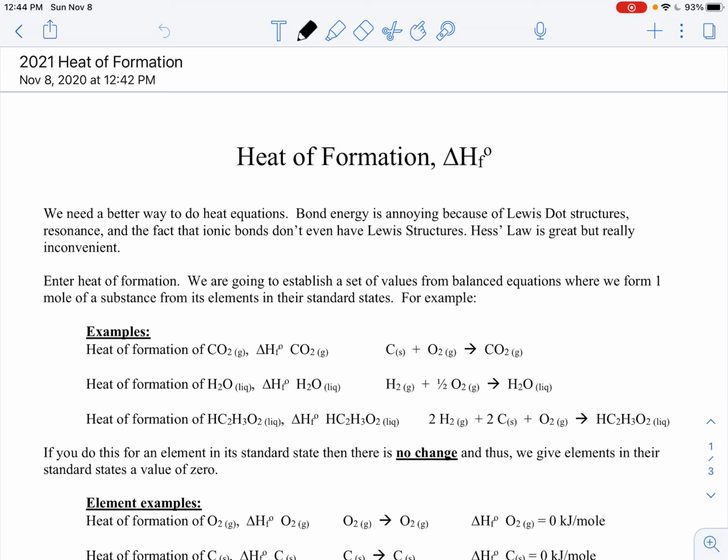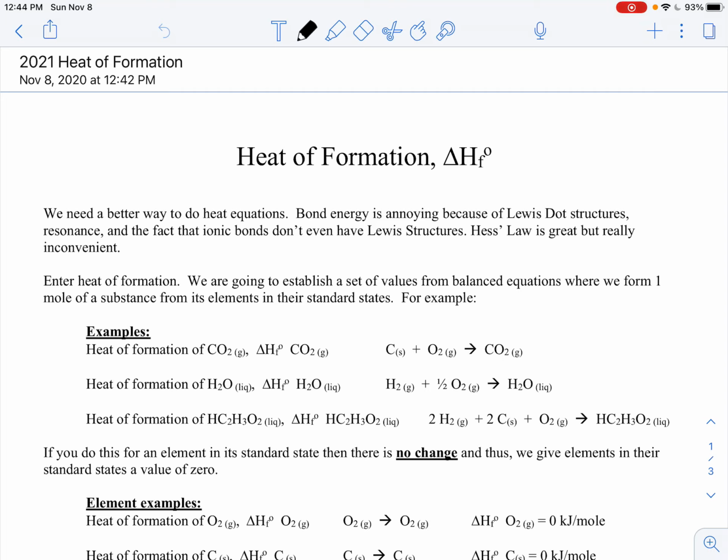I'm not saying that they're useless, not at all, but if you just want an answer for the heat of a particular reaction, you're probably going to go straight to this method. Again, the AP folks are going to ask you about those other things, so I don't want to discount them, and I had to show you how to do them because you could see them on the AP test. Well, what is heat of formation and why is it better? It's better because we don't have to worry about bond energies anymore.